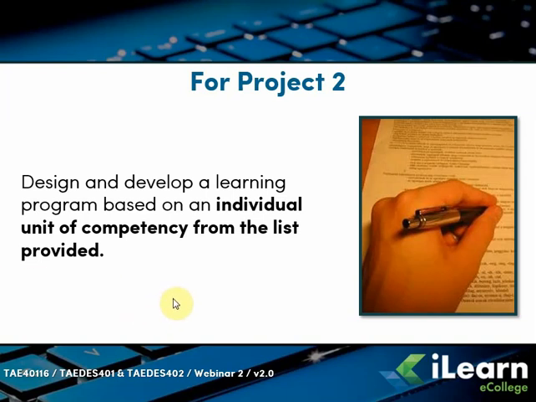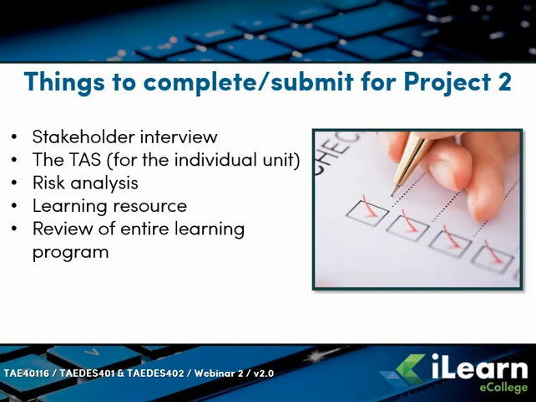So say for example you are offering a learning program on providing first aid. Providing first aid is an individual unit of competency, therefore your learning program should just be based on that one unit. So you'll need to be completing and submitting pretty similar things for project 2 as project 1. There's nothing new here, it's just a specialized TAS for the individual unit, doing analysis on that TAS, creating another learning resource, and then reviewing everything.